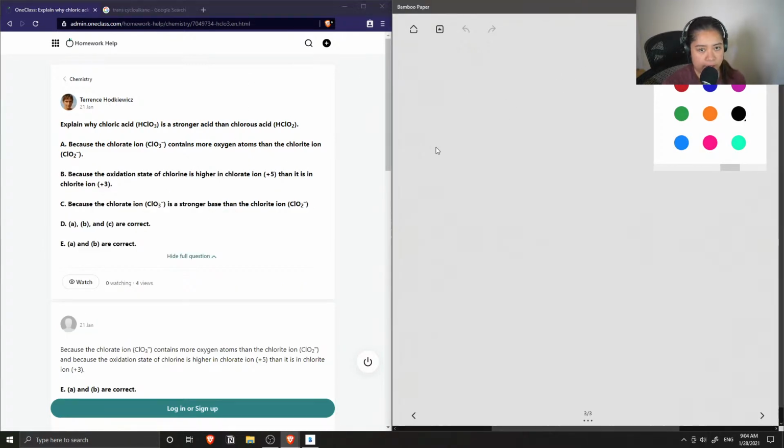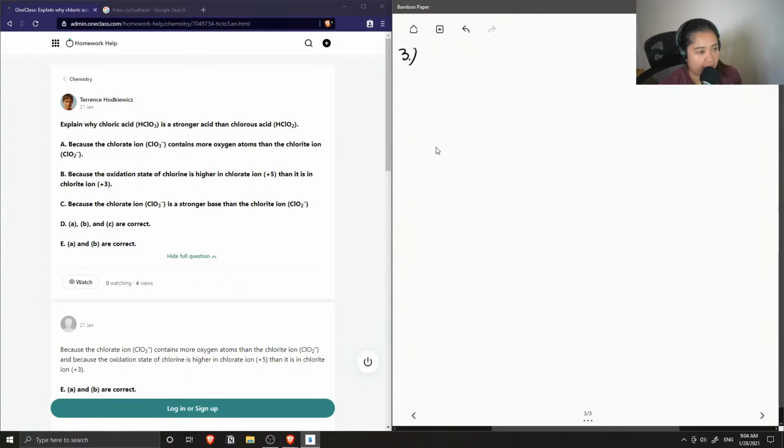Okay, so question 3 says to explain why chloric acid, which is HClO3, is a stronger acid than chlorous acid, HClO2. Is it because A, the chlorate ion contains more oxygen atoms than the chlorite ion? B, because the oxidation state of chlorine is higher in the chlorate ion than it is in the chlorite ion? Or C, because the chlorate ion ClO3 is a stronger base than the chlorite ion?